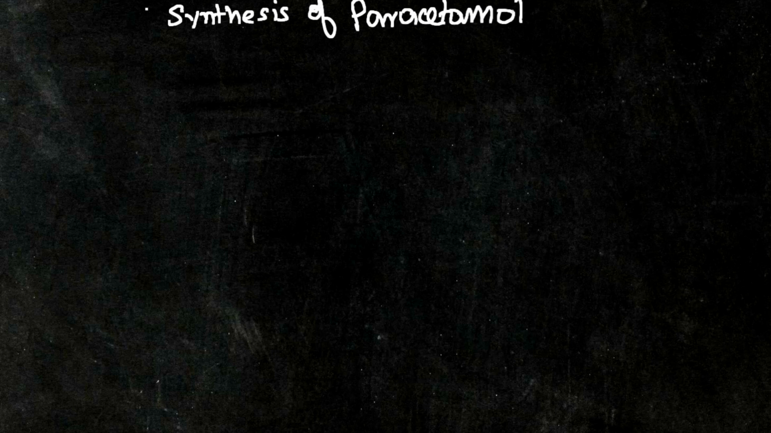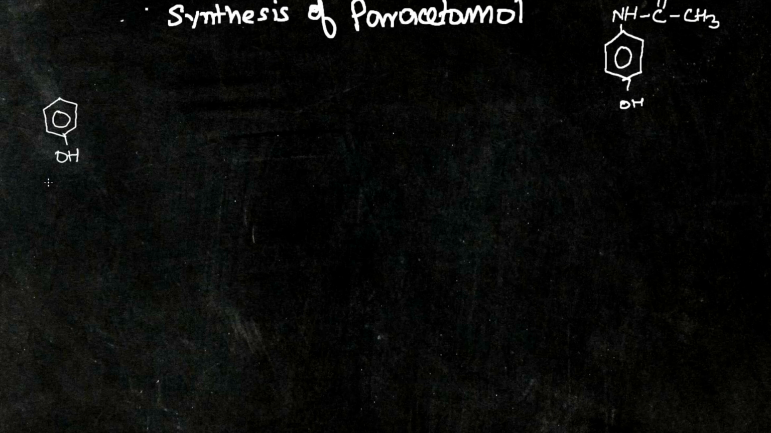Okay, the next step in the medicinal chemistry of paracetamol is the synthesis of paracetamol. Here is the structure of paracetamol that contains a benzene ring, NH, C double bond O, CH3, along with the OH, or aminophenol group of acetylation. And now, what is the synthesis part?